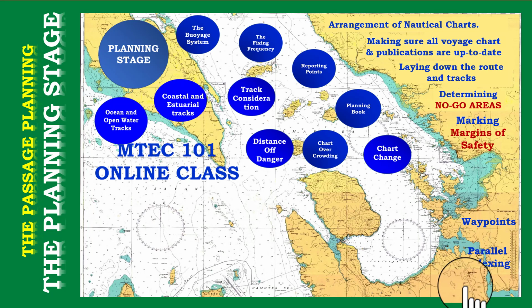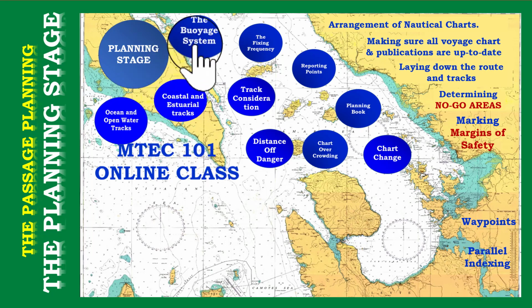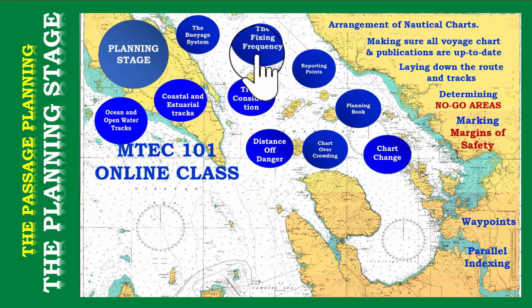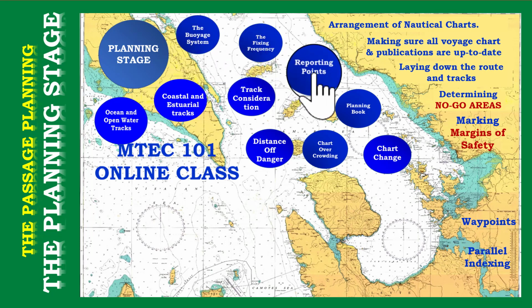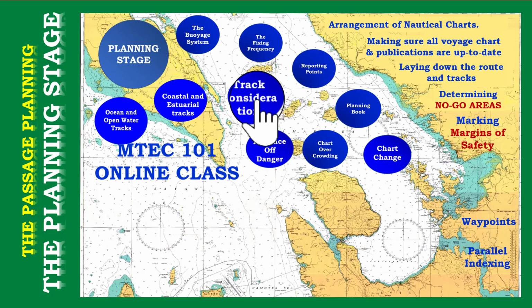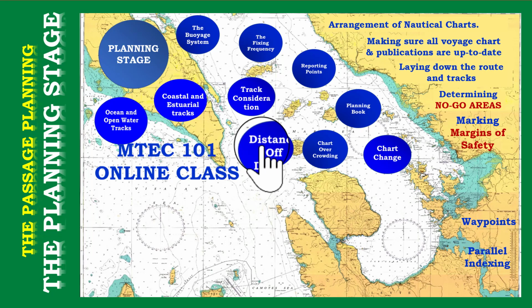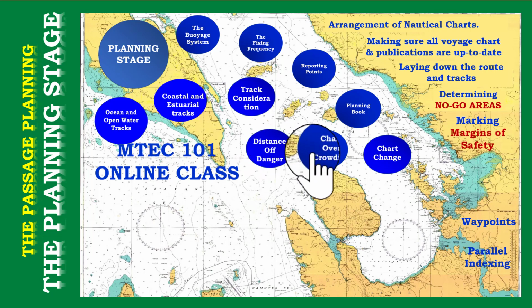In the planning stage, you have to plan for ocean and open water tracks, coastal and estuarial tracks. You have to determine the buoyage system, the fixing frequency, the reporting points. You have also to consider the track, distance of danger, chart overcrowding, and chart change.